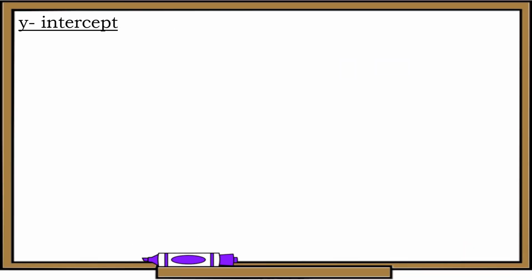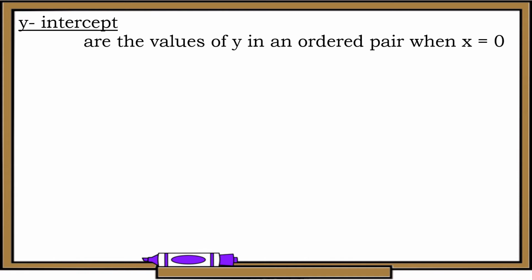Okay. So, paano naman pag y-intercept? So, syempre, pag sinabi mong x-intercept, dumadaan sa x-axis. So, pag y-intercept, dadaanan niya ay y-axis. So, y-intercept, they are the values of y in an ordered pair when x is equals to 0. Kapag 0 naman yung kanyang x.